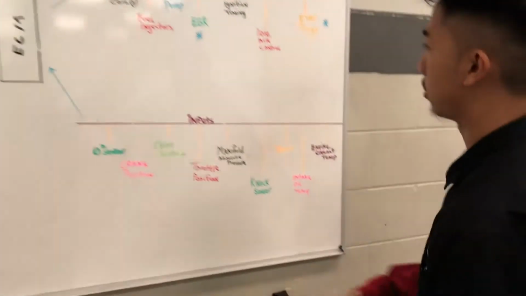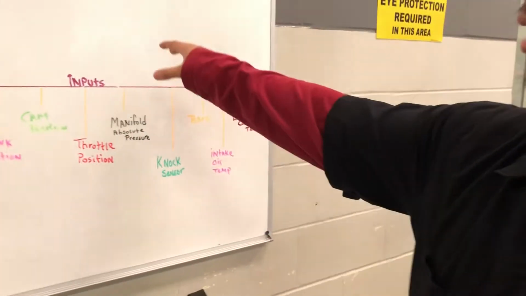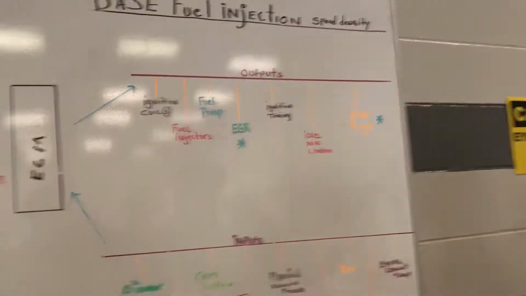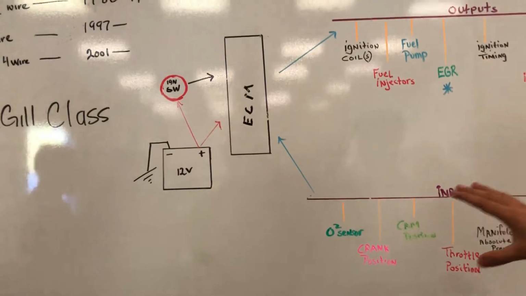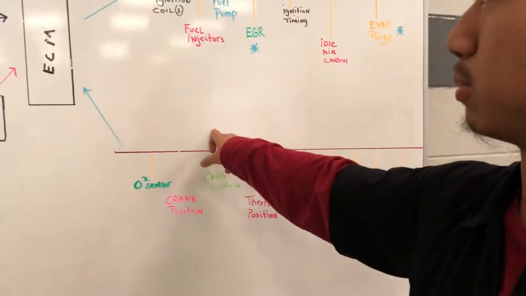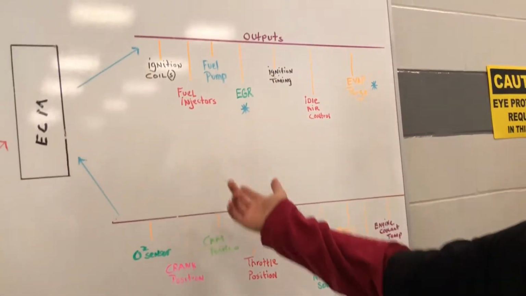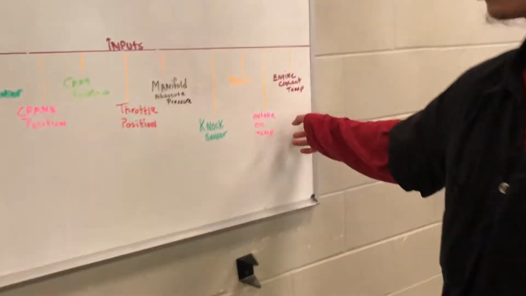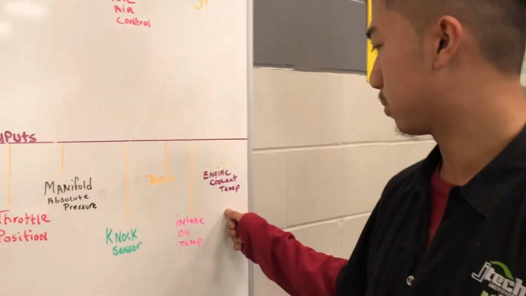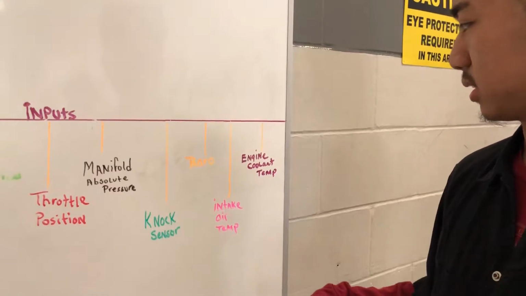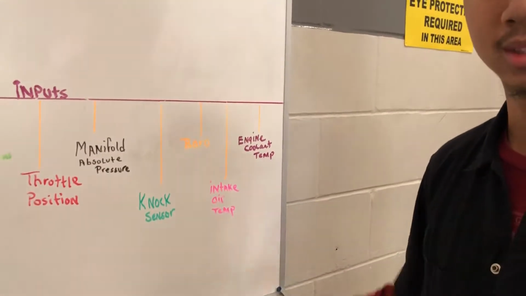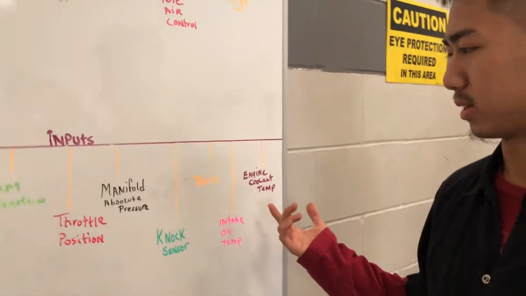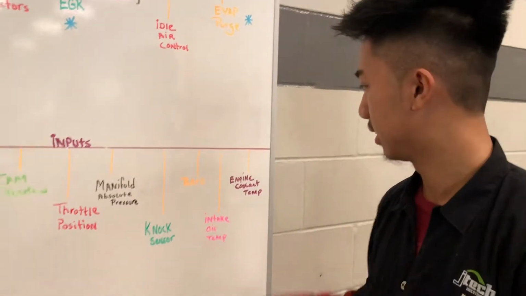For base fuel injection, we've got inputs and outputs that go through the ECM, and the ECM decides from the inputs what to output. We have some on display, but not all the sensors. I'm going to start from the engine coolant temperature, which tells the temperature of the coolant, located on the water jackets of the block.